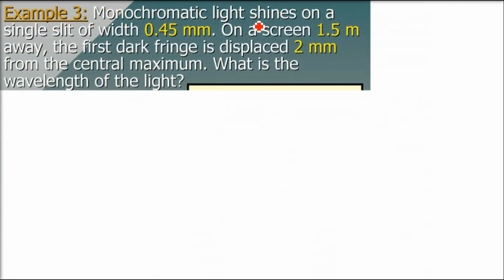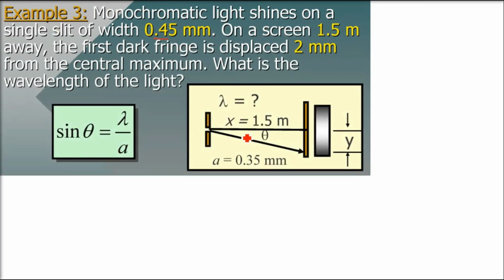So in order to understand this, let us take a question. We have a monochromatic light that shines on a single slit of width 0.45 millimeter. So here we have 0.45. This a is 0.45. This is not 0.35, it is 0.45. So let me change it. Okay, this is a. Now, there are different symbols. Sometimes it is called D, somewhere it is called a.